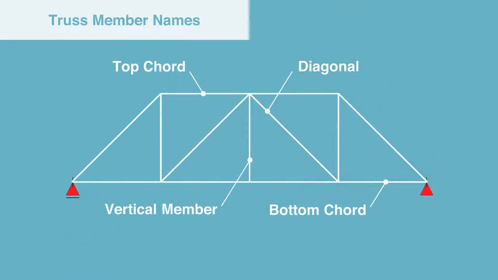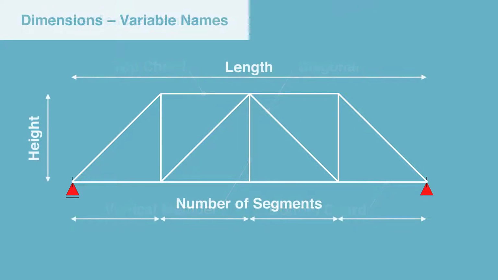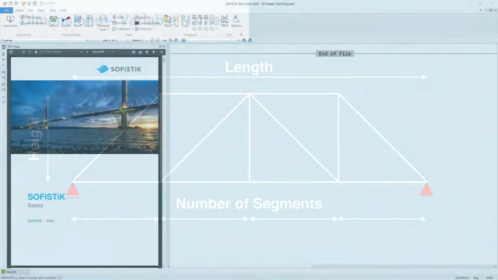So let's have a look into the different member names of this truss. You can see the top chord member on the top, on the bottom we got the bottom chord, and we got vertical members and diagonals. So we will use those terms during the example. Then three variables will be set up at the very beginning, which are the total height of our truss, as well as the length, and of course the number of segments. And we will use the length and the number of segments to calculate the length of each single segment for our truss, to then build the geometry.